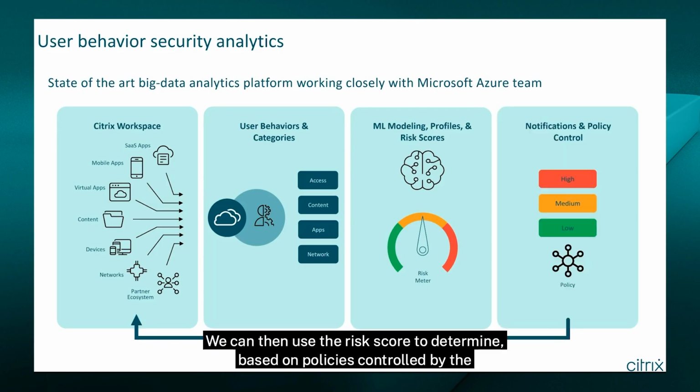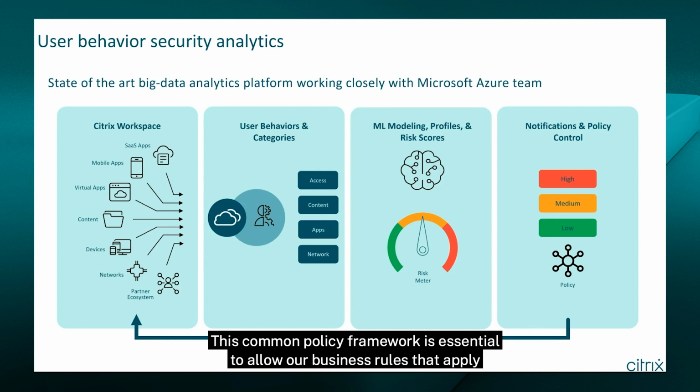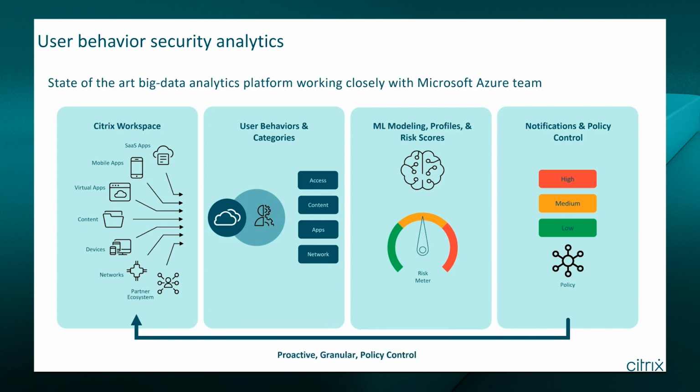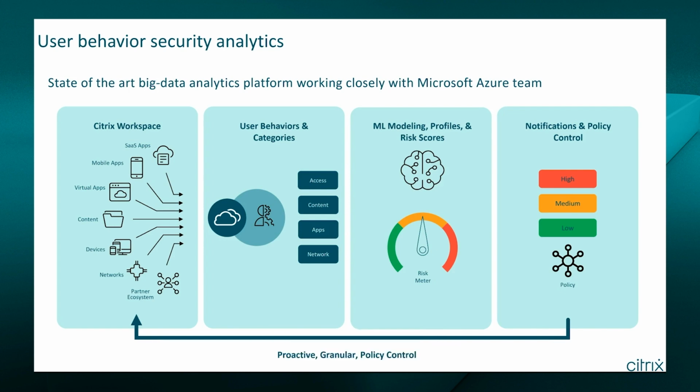We can then use the risk score to determine, based on policies controlled by the customer, what actions to take. This common policy framework is essential to allow our business rules that apply specifically to an organization in a language that applies policy across multiple products and services in the infrastructure.